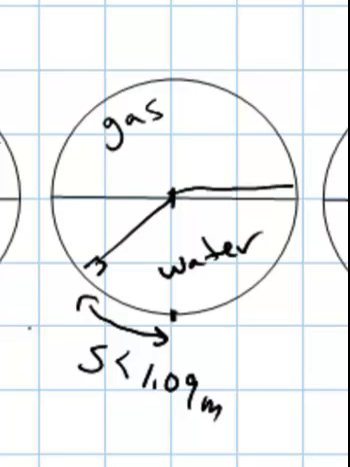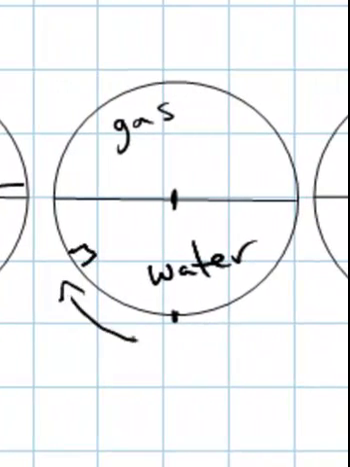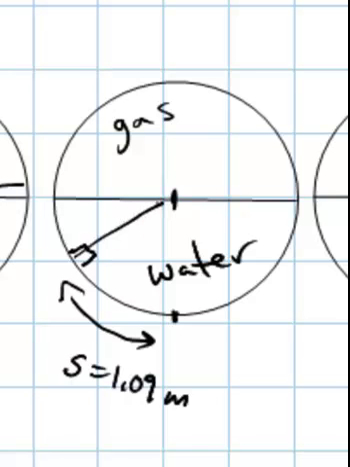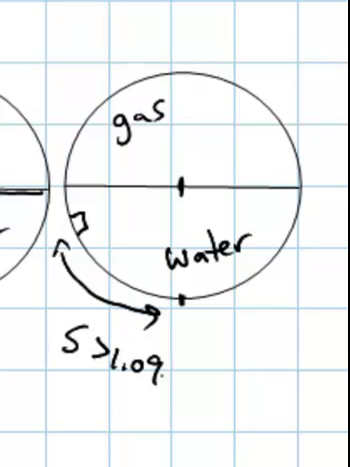then eventually we're going to get to that point where the light just barely skims the surface, just above the surface. And when S is equal to 1.09 meters, that's where it actually goes right along the surface. And anything more than that, we get total internal reflection.